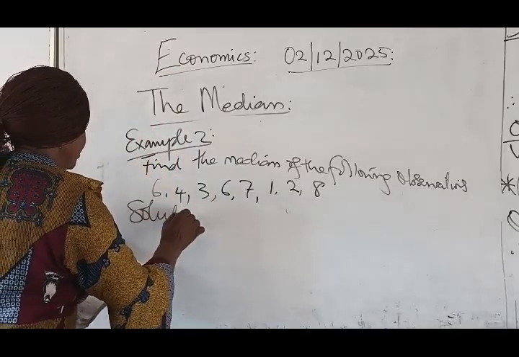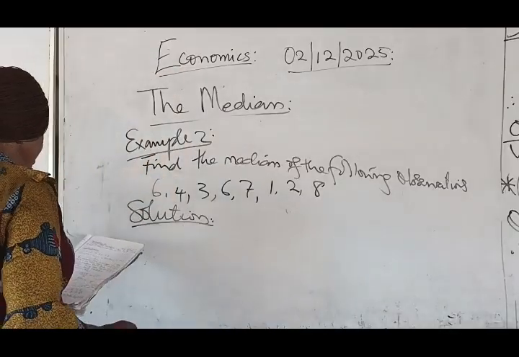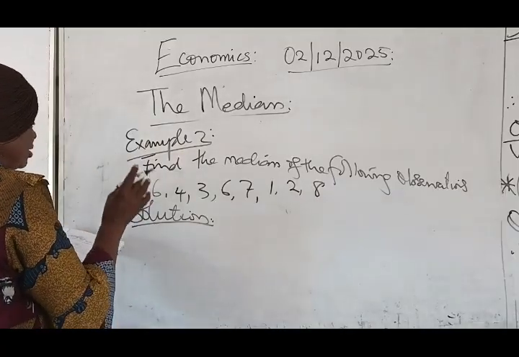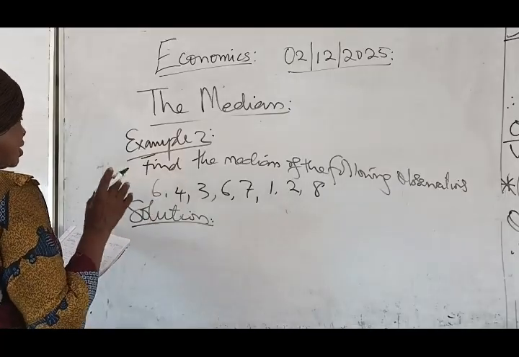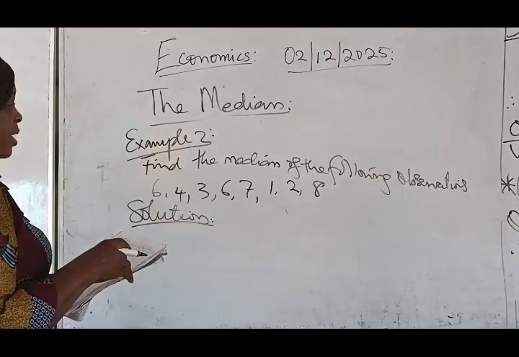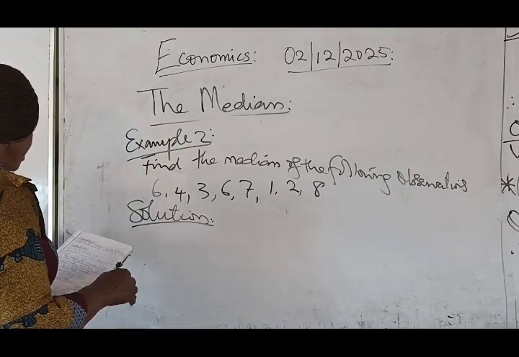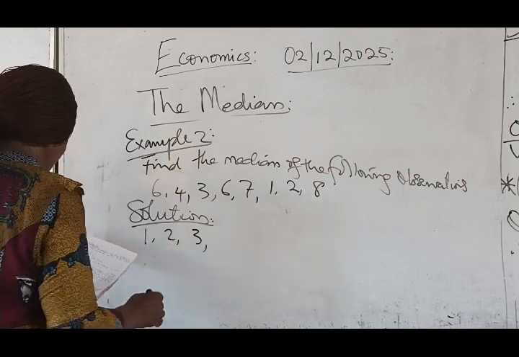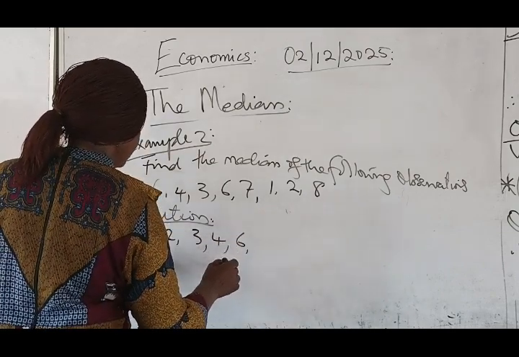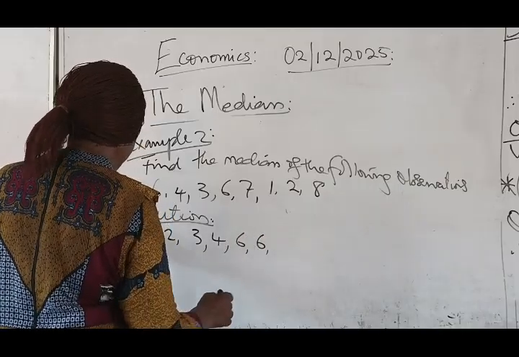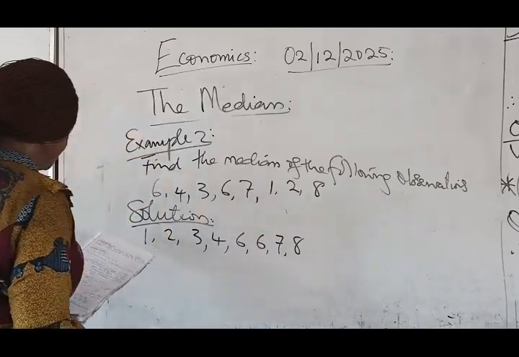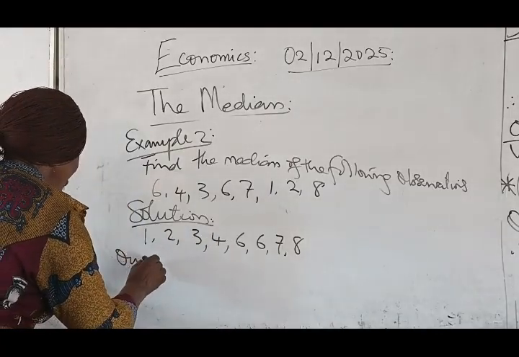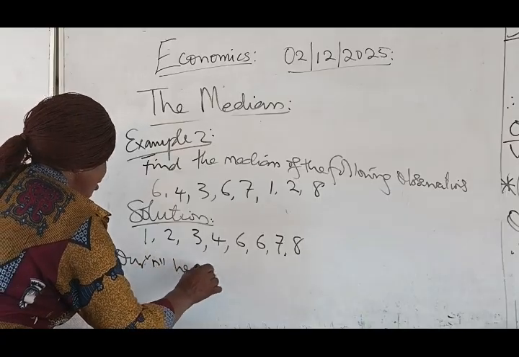So for us to solve this, still on median, we have to arrange these numbers in ascending or descending order. In ascending order of magnitude, we have 1, 2, 3, 4, 6, 6, 7, 8. So our n here is 8.